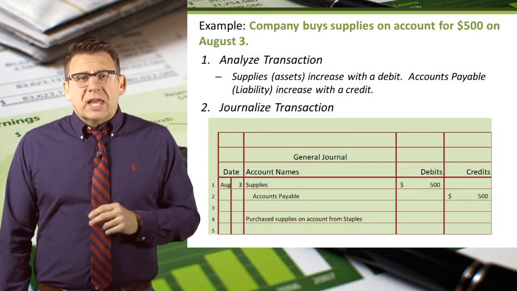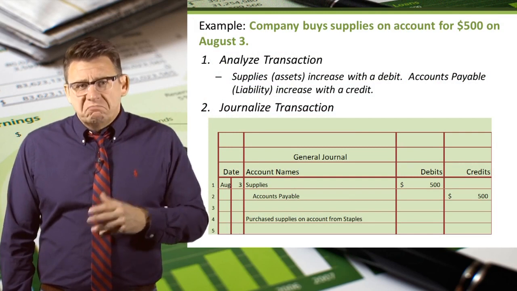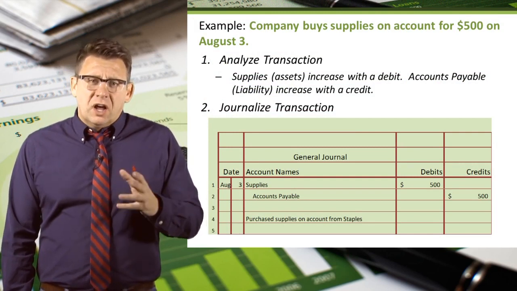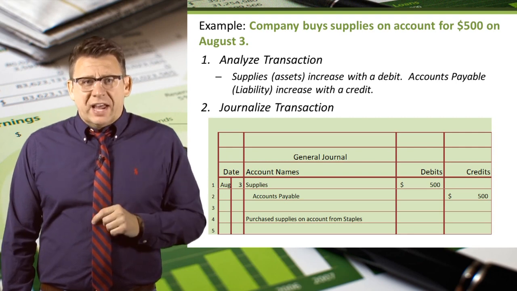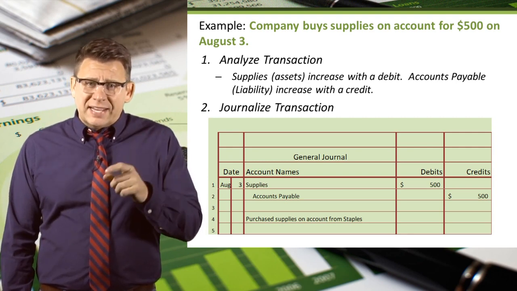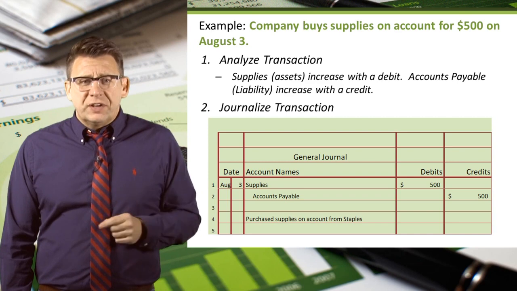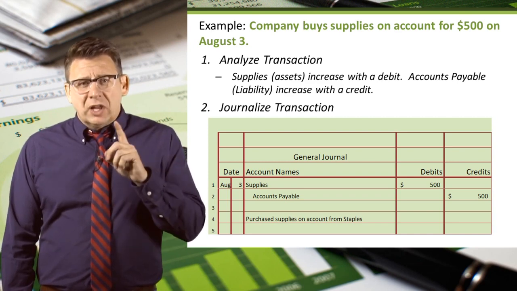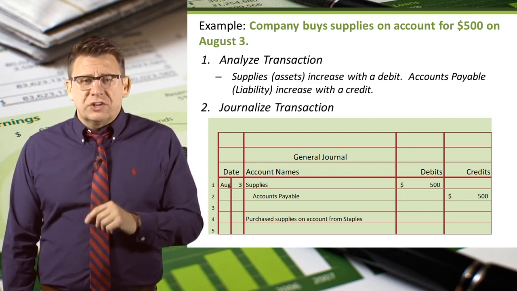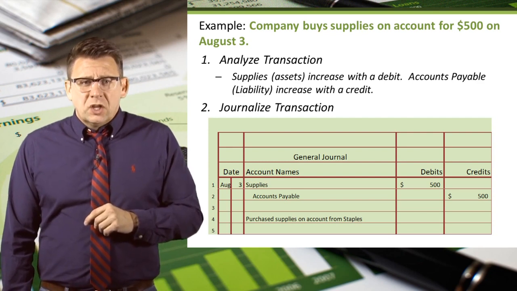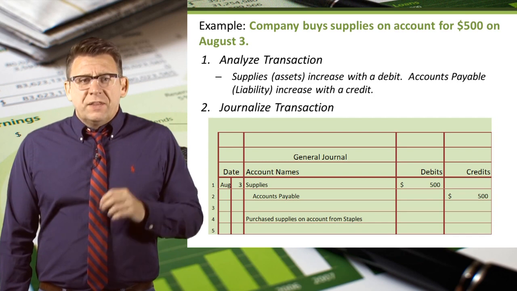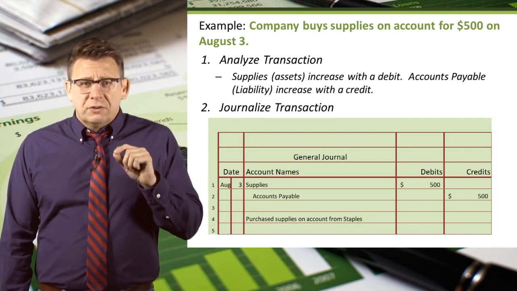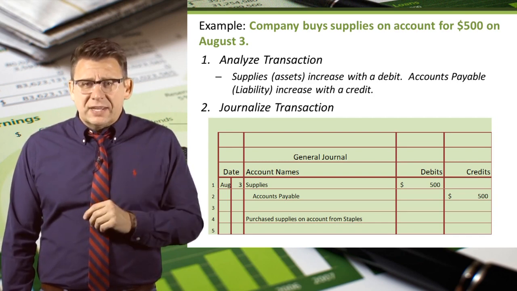In this example, a company buys supplies on account for $500 on August 3rd. When we analyze this transaction, we determine that supplies, an asset account, is increased with a debit, and accounts payable, a liability account, is increased with a credit. So first we enter the date, August 3rd. Then we list the debit account first, so we enter supplies.